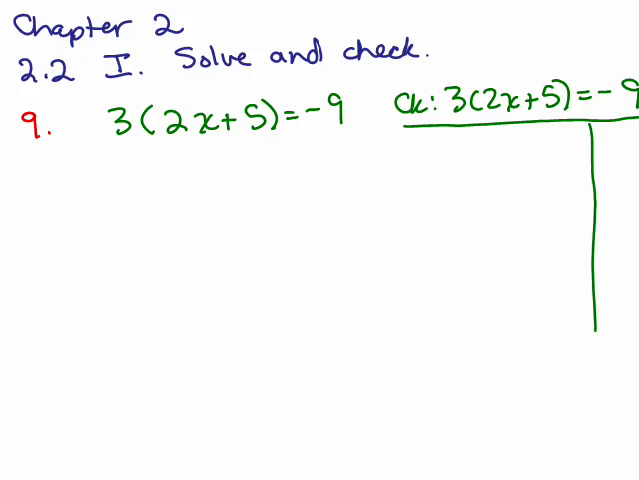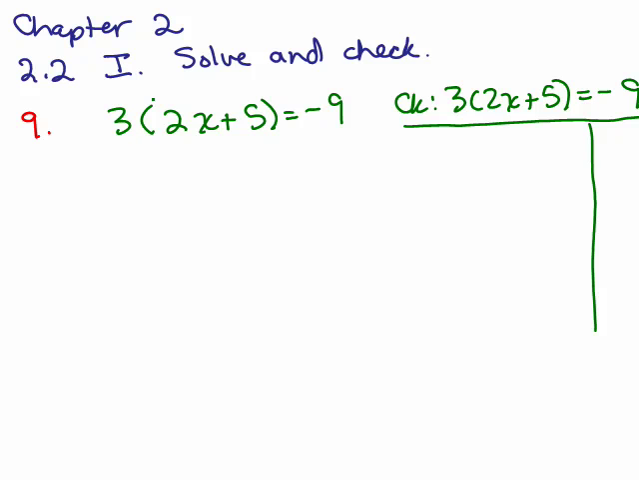So we have some more Chapter 2 problems, solving and checking equations. So we're on 2.2, Part 1. We're on number 9 now. So we have 3 times (2x + 5) equals negative 9. First thing you want to do is simplify each side.